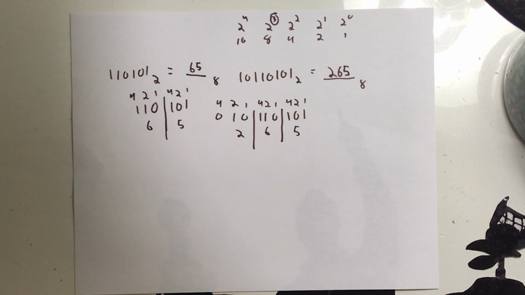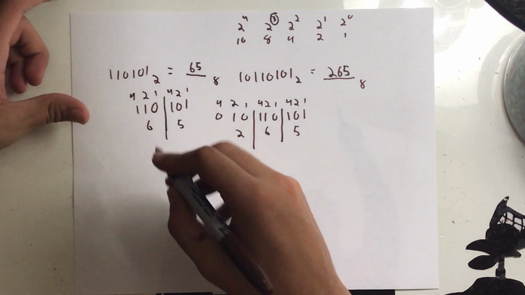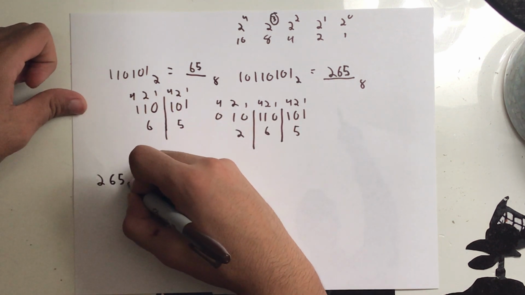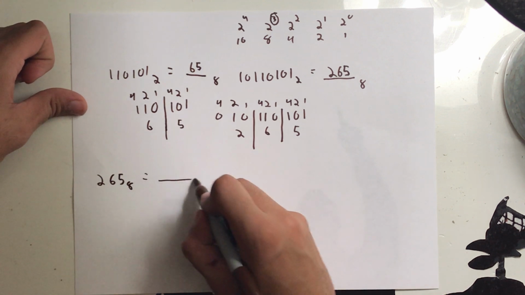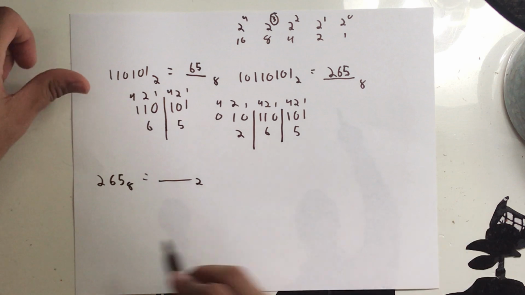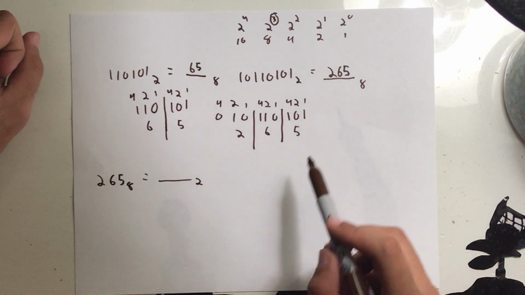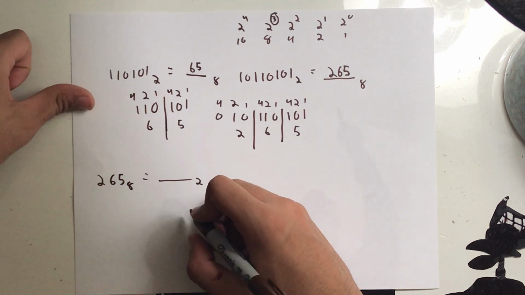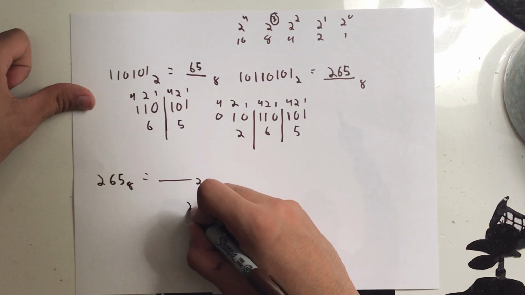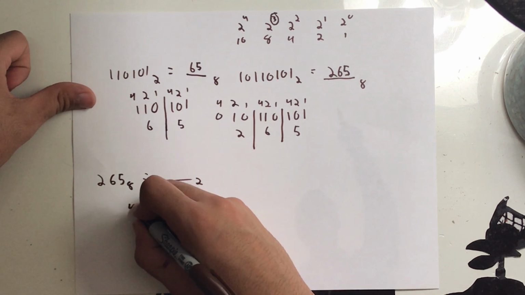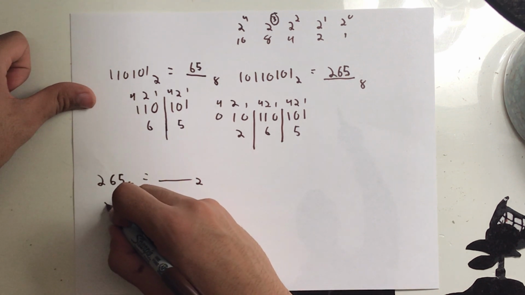Simple. Let's say we had 265 in base 8, for example. It's just a lot easier. If you want to convert 265 in base 8 to base 2, how do we do that? Well, you can see that there's 3 digits. So we're going to have to do 1, 2, 4, 1, 2, 4, 1, 2, 4, right? We're going to do that 3 times.